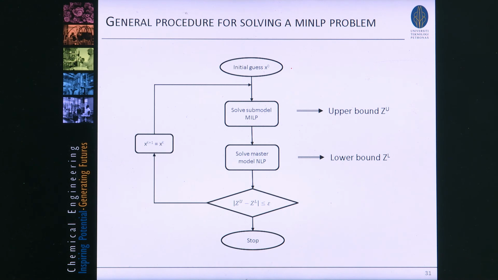So basically, this is the case. We have the initial guess. We solve the submodel, mixed integer linear programming, and the master model, nonlinear programming, and we check whether the difference between these two is less than the tolerance. If not, then you go back and change the new x. If yes, then you stop the optimization.